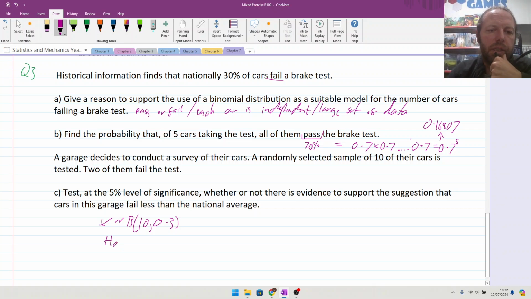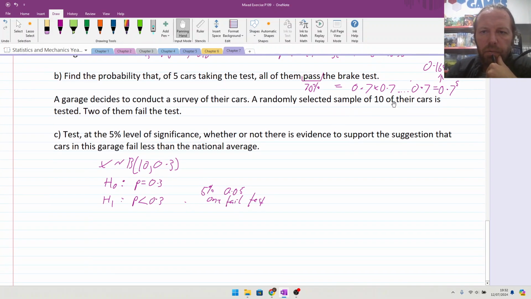Null hypothesis is going to be that the probability is equal to 0.3. It's always equal for the null. And the alternative hypothesis is that cars in the garage fail less, that the probability will be less than 0.3. Okay, 5%, 0.05, one tail test.